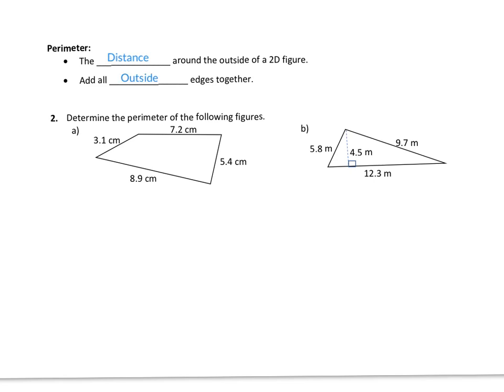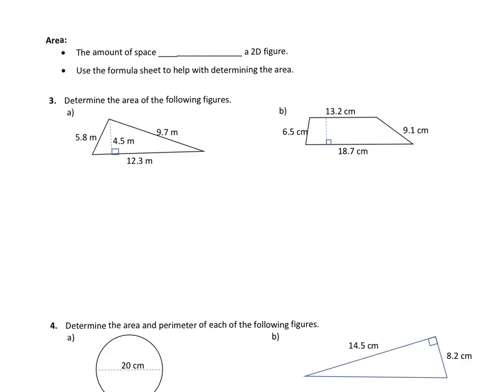So you're going to figure out the perimeter for each of these figures. The first one's just an irregular quadrilateral. Quadrilateral just means four-sided figure. And the second one is a triangle. So just make sure it's the outside edges only that you're adding together. All right, moving along here. On the back, we have area. And remember, the area is the amount of space inside the 2D figure. So when we're calculating that space inside the 2D figure, make sure you use the formula sheet to help you with the correct formula for determining area.